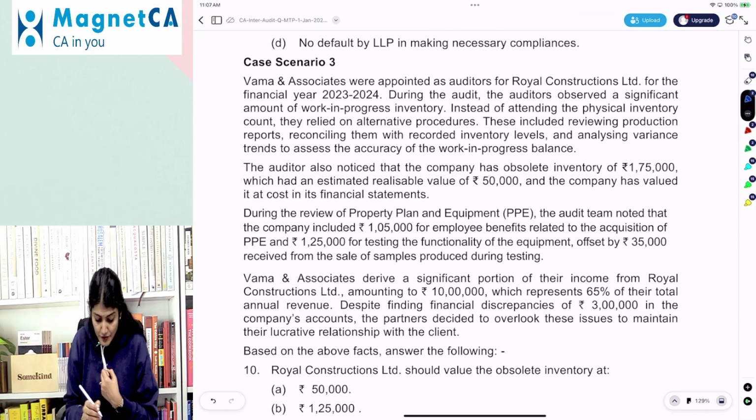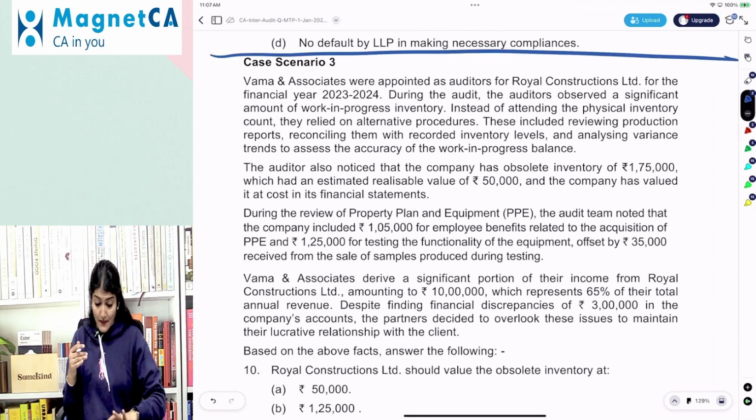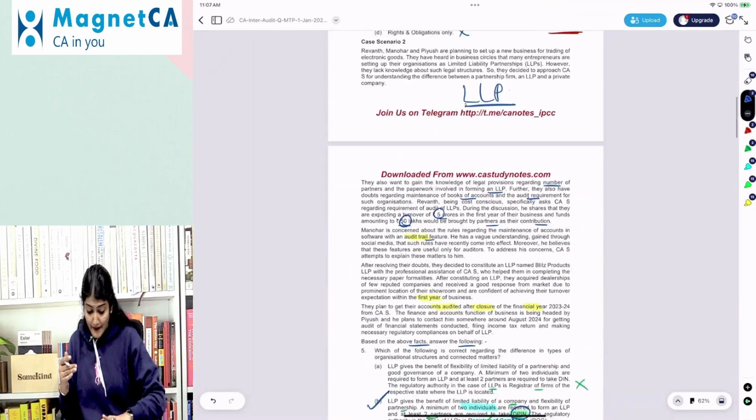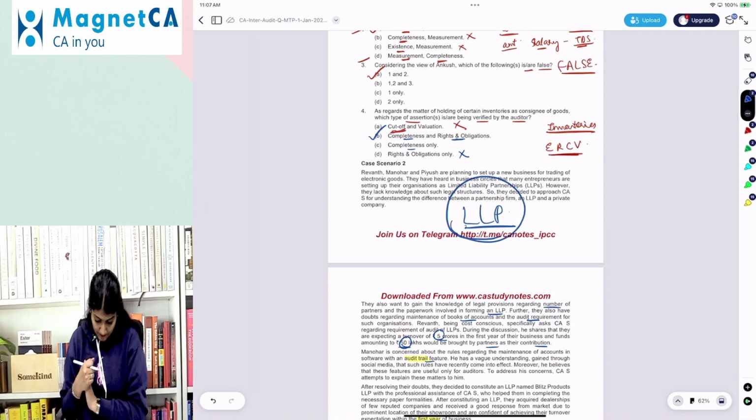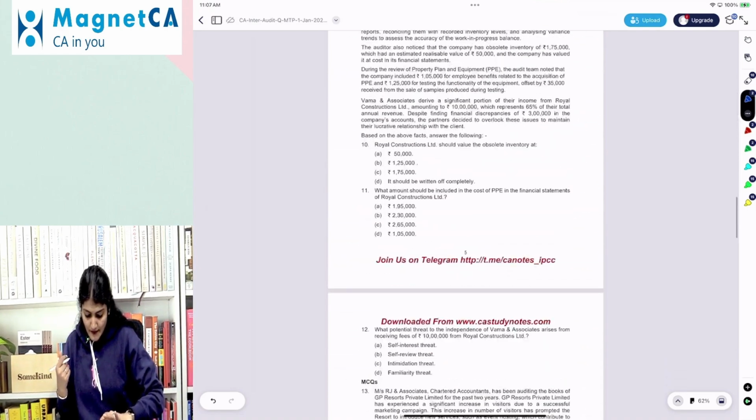Okay, now coming to case scenario 3. Right, so that's the one LLP, and they've made an entire integrated case scenario regarding the LLP. Okay, now coming to case scenario 3.